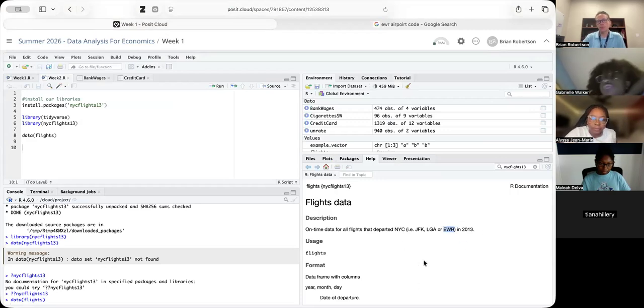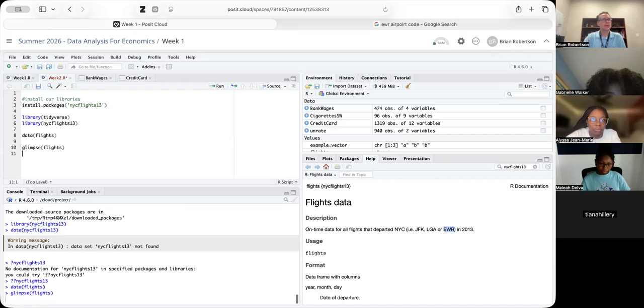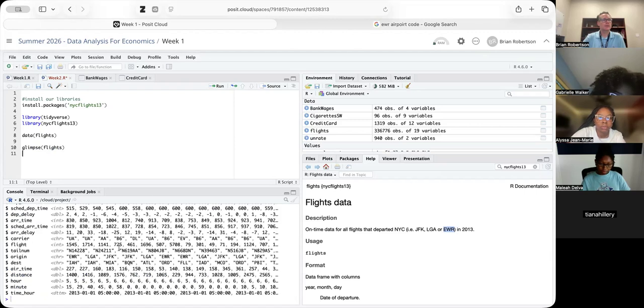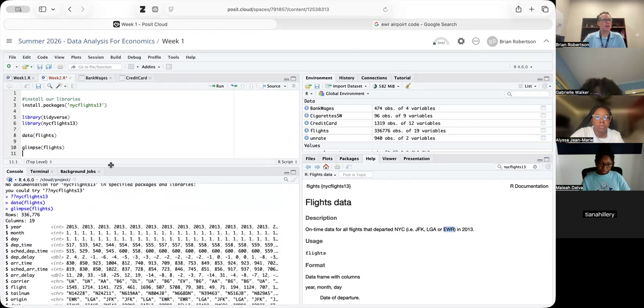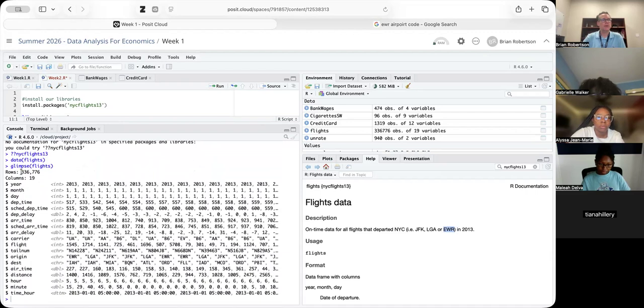Do you think it's going to be a lot of data or a little bit of data? It's every flight leaving three of the busiest airports in the world. It's going to be a ton of data. And so if I do a glimpse here, down on the bottom, yeah, this is a lot of data. You'll see that we've got 336,000 rows of data across 19 columns.